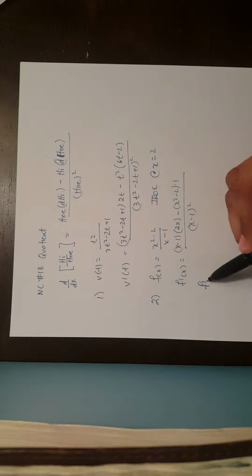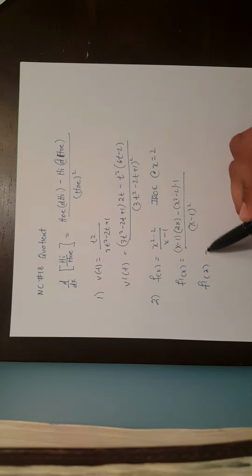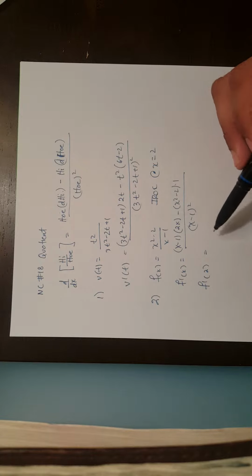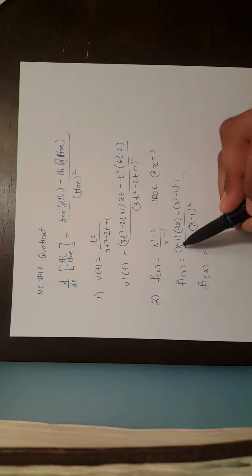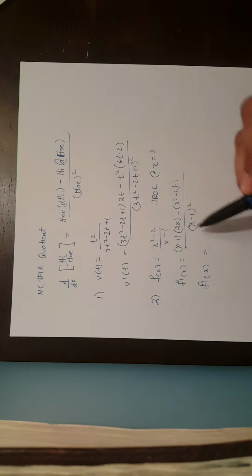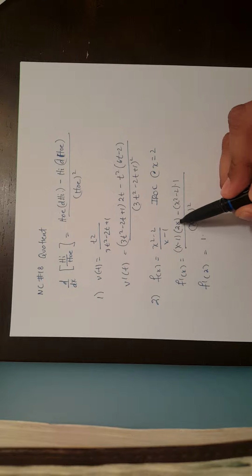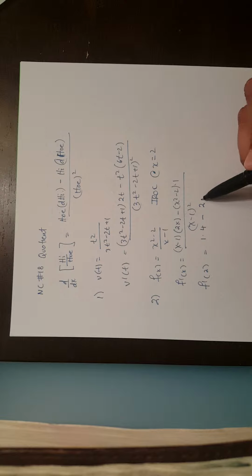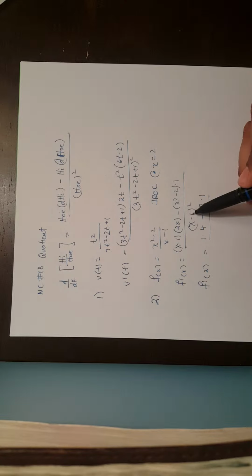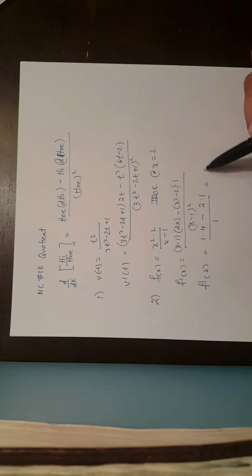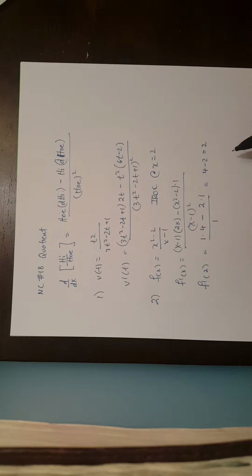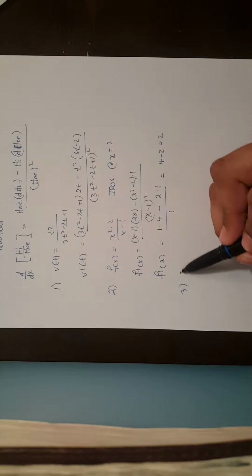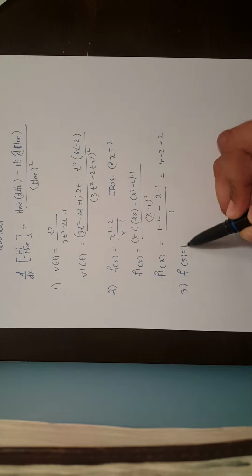Here I recommend that you don't simplify if you're going to plug a number in, because you can make a mistake with your simplification and then your whole answer is wrong. So let's plug in 2 from here. 2 minus 1 is 1, times 2 times 2 is 4, minus 2 squared is 4, minus 2 is 2, times 1, over 2 minus 1 is 1, and 1 squared is 1. So we get 4 minus 2, which is 2. Simple as that.